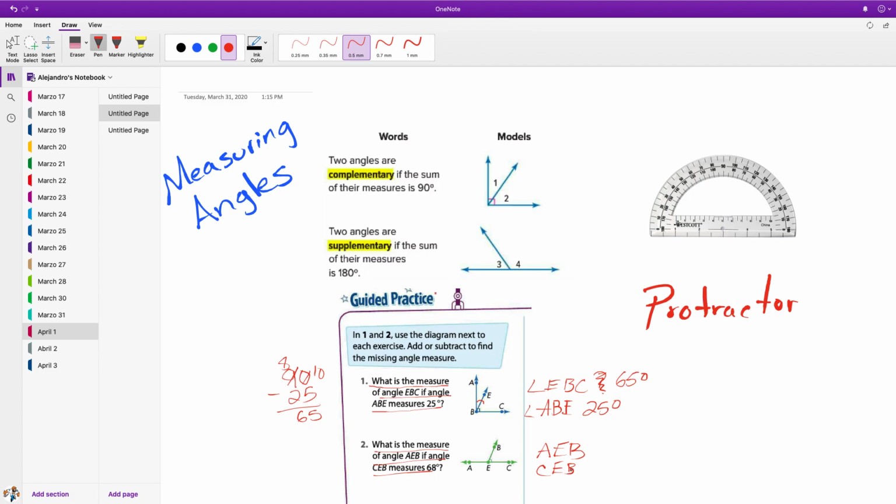So what do we know? We know that CEB, which is this one, I want to put it here, CEB measures 68 degrees. But we do not know the measure for AEB. How do we get it? Do you think that it will be okay to do 90 minus 68? No, we cannot do that because now we're working with a supplementary angle. As you can see, we have a straight angle, which measures 180 degrees. So now the subtraction is going to change a little bit. Now it's going to be 180 minus 68.